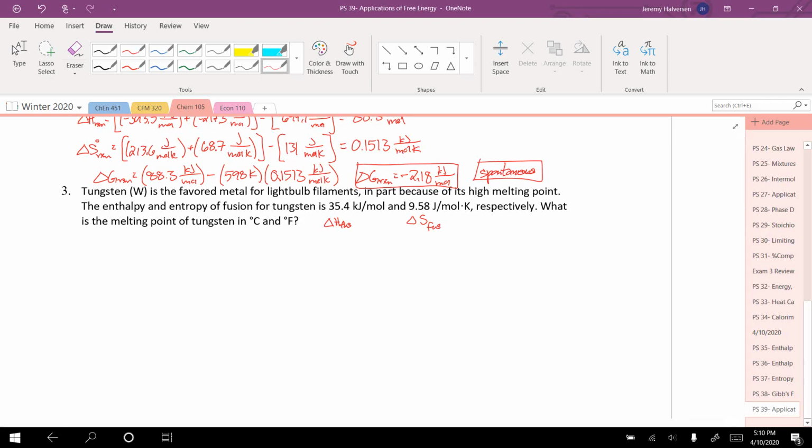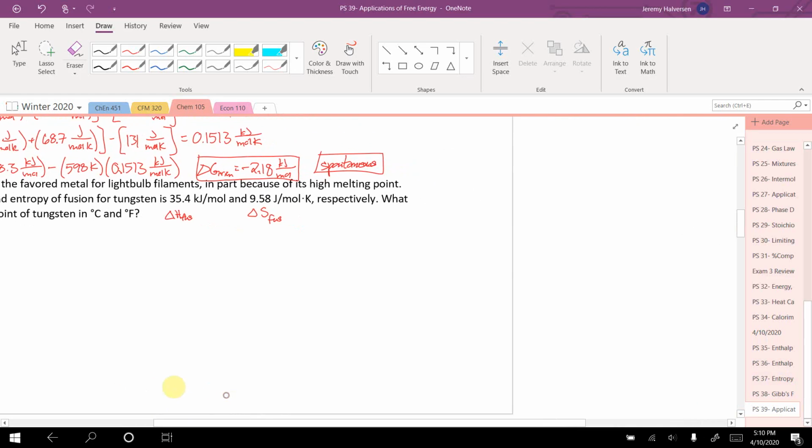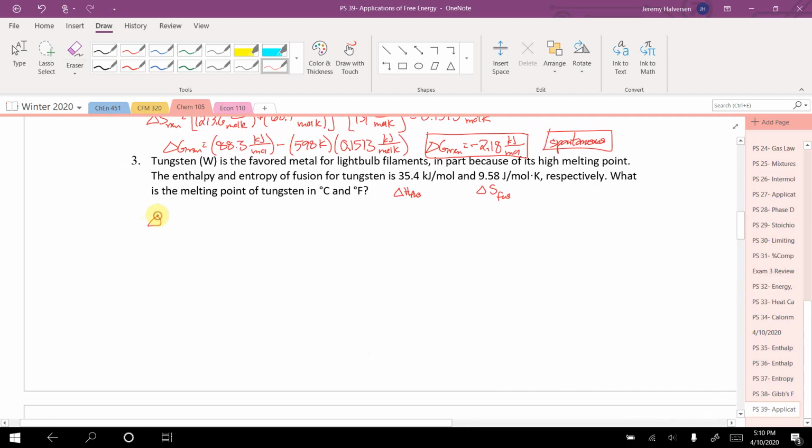Okay, so we're dealing with a temperature change here. And you could solve this based on stuff that we talked about in entropy. And let me kind of explain it in a different way here. So we're trying to find the temperature at which tungsten will begin to melt. So you're imagining at low temperatures, tungsten's not going to melt. As you increase the temperature, it's not going to melt, not going to melt, not going to melt. And then at some temperature, and above that temperature, it's now spontaneous for tungsten to melt.